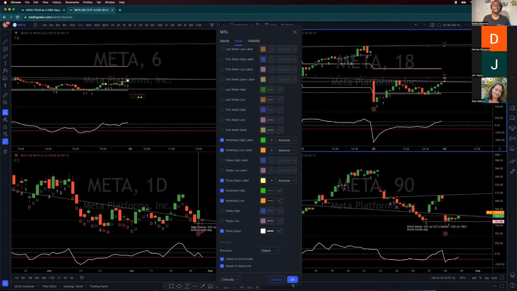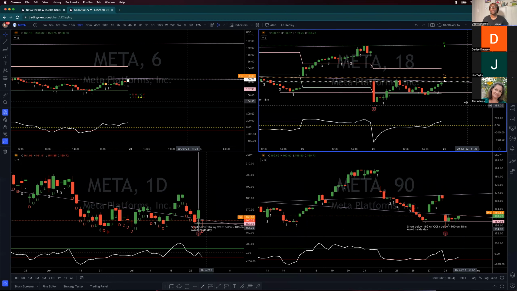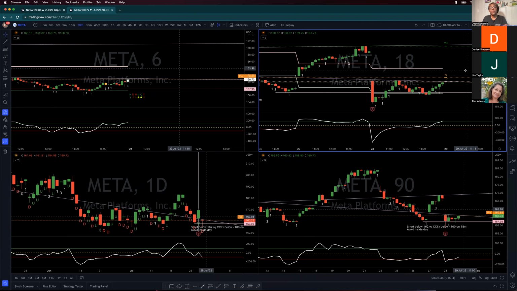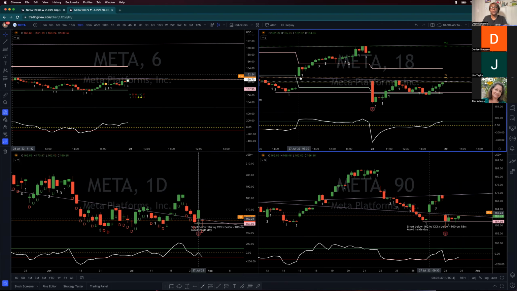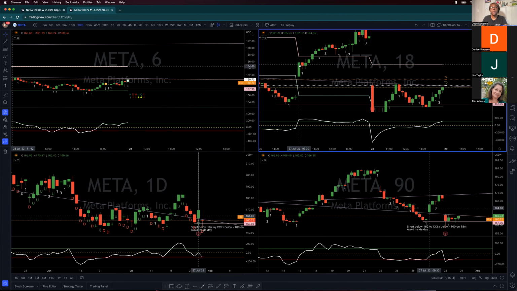All right, you can change the size of that. All right, here we go. So you can see we had drawn our broadening formation off of the low of the prior day, and you can see how well it traded against that BF. I'm still a fan of broadening formations, guys.